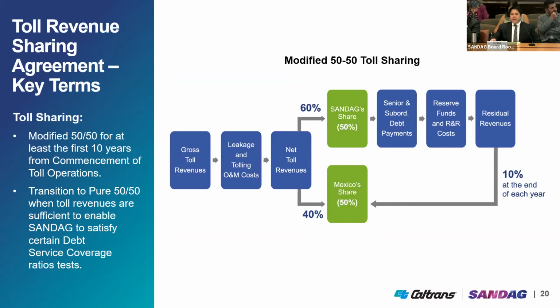After satisfying senior and subordinate debt service and reserve requirements, the residual would be applied to repay Mexico the 10% that they had originally given up on an annual basis to the extent that monies are available. That will be paid at the end of each year. If sufficient revenues are not available at the end of the year, then Mexico's 10% share, whatever is not paid, will remain an obligation that will accrue interest and that will be paid in future years as the project ramps up and generates more revenue.